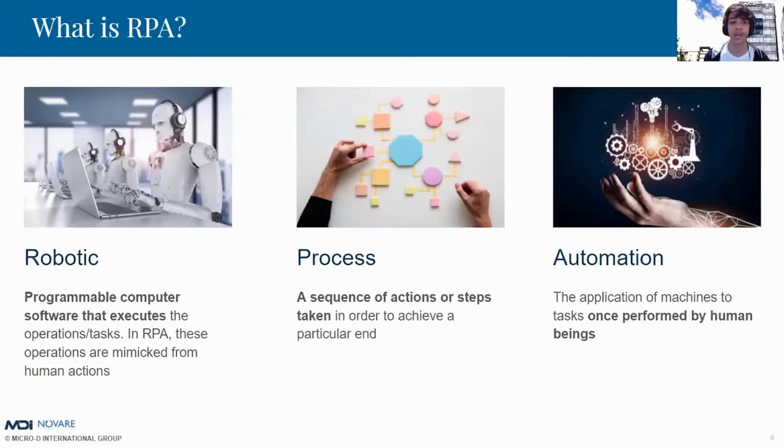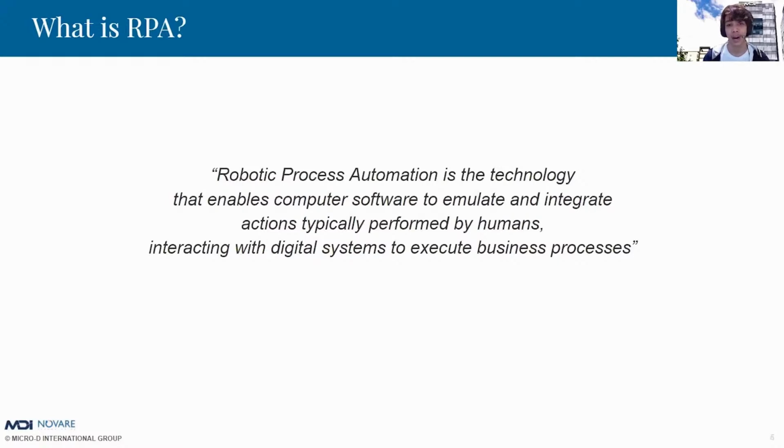Now, if you notice here, we have highlighted some words or phrases of the definition. And if we combine these, we get a programmable computer software that executes a sequence of actions or steps taken once performed by human beings. So that is basically what RPA means. Or more accurately, RPA is defined as the technology that enables computer software to emulate and integrate actions typically performed by humans, interacting with digital systems to execute business processes. So yeah, that's basically it.